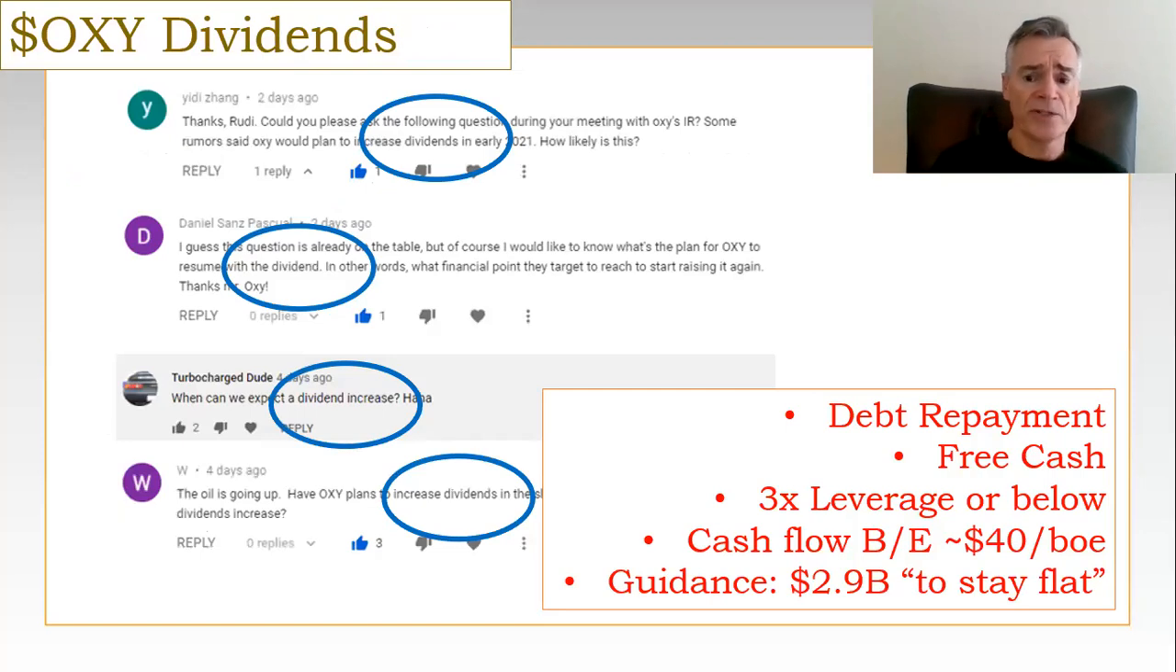Many people asked questions about dividends. So I also originally invested in Occidental because I like the dividend yield.